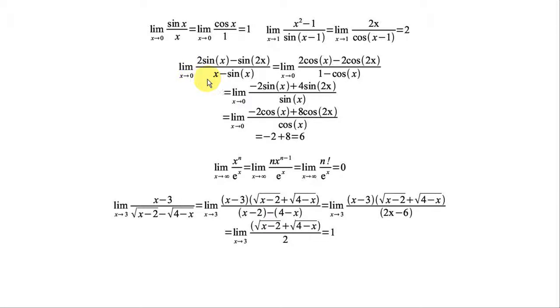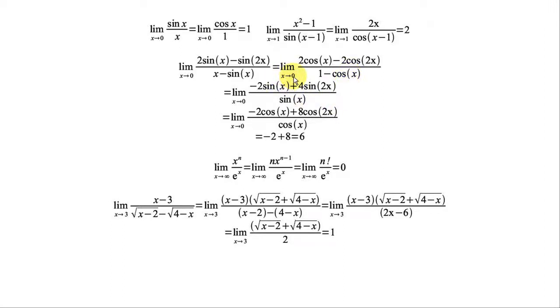The limit as x goes to 0 of this lot. Well, if you put x is 0, we get 0 minus 0 there, and sine of 0 is 0, and you're going to get 0 from that as well. So you get 0 minus 0 over 0 minus 0, and that's the form 0 over 0. And so we could try differentiating it, and if you do that, you get 2 cos x minus 2 cos of 2x, and that's going to be 1 minus cos x.